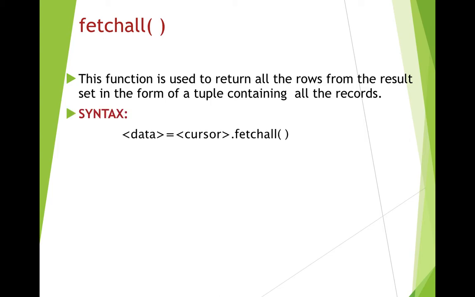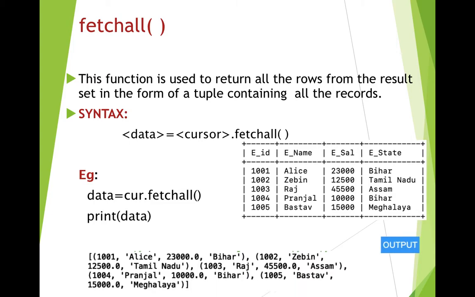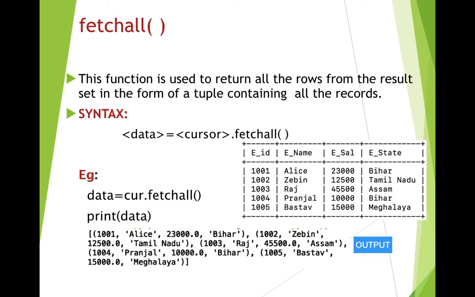The syntax is the same, just the fetchone name has been replaced by fetchall. data = cursor.fetchall(). So for example, if I give data = cur.fetchall(), the entire set of records from the EMP relation will come and get stored in the variable data. After that, if I give print(data), I'll get all the rows in my Python output.